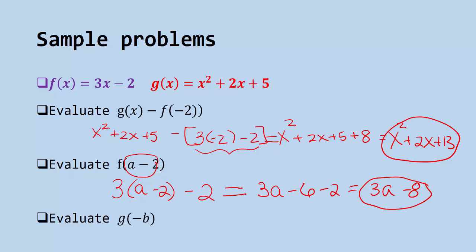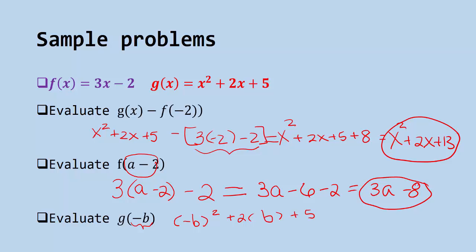Our last example on this page is g of negative b. So what I'm going to do now is literally take the g of x, put parentheses for each x, and then replace the x with negative b, which will look like this. Here is my x squared plus 2 times x plus 5. So the argument here, negative b, replaces every location of x.